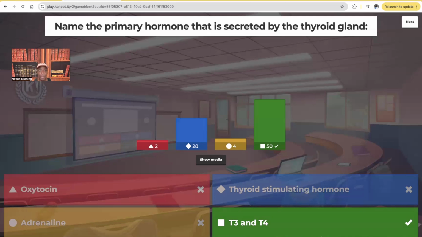Now think of the opposite. If your T3 and T4 is very low, you don't have enough thyroid hormone, doesn't it make sense that your thyroid stimulating hormone would be high? Yes, because your T3 and T4 is low and you need more. So we're going to see that thyroid stimulating hormone increase because why? We need to get more T3, T4, right? So just keep that in mind.